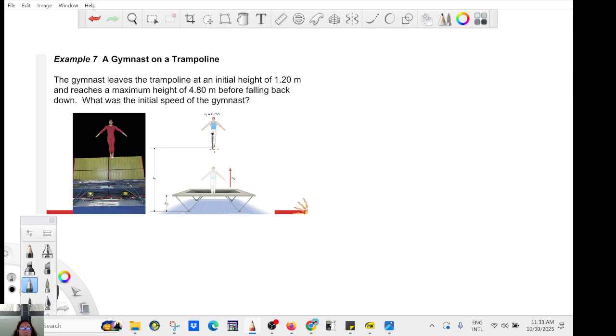Okay, so what is doing the work here? That will be the weight. So gravity is doing negative work on the athlete. Okay, so the work done by gravity on the person, it's going to be negative work, right? Yes, absolutely.